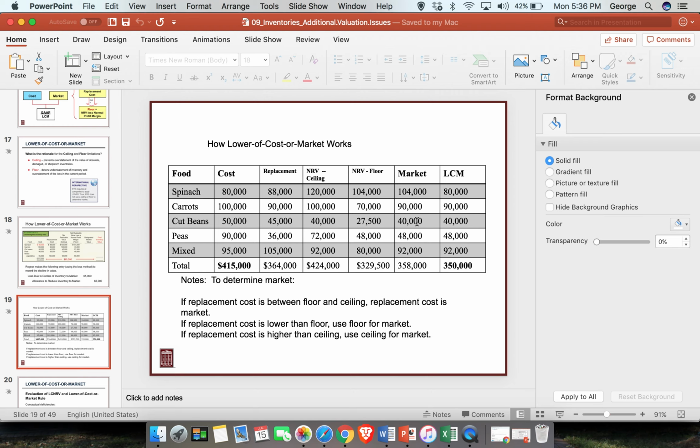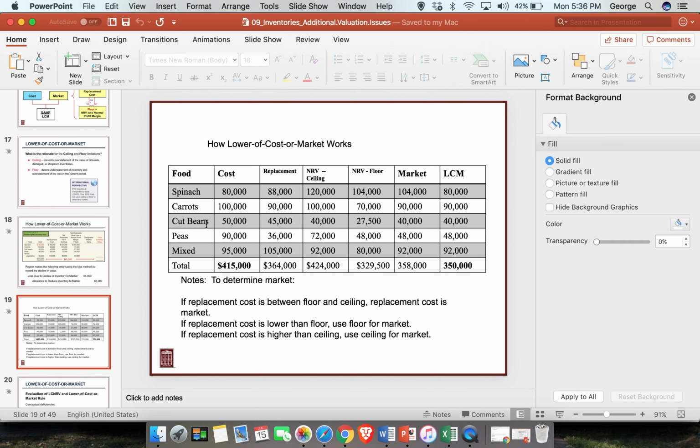All right, the next one is replacement's 36. So that's below the floor. So we'll use the floor for market value of 48. And the fourth one, for the mixed beans, replacement's 105. That's above the ceiling, so we'll use a ceiling of 92. All right, now, so these are my markets.